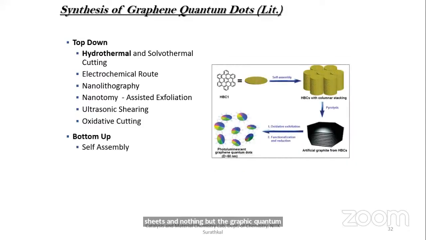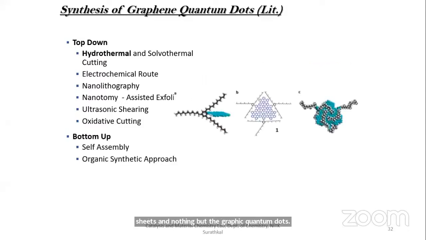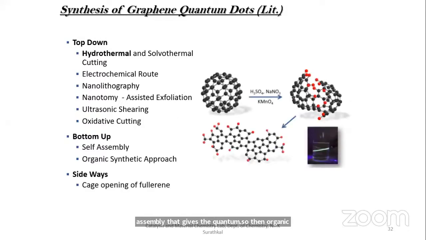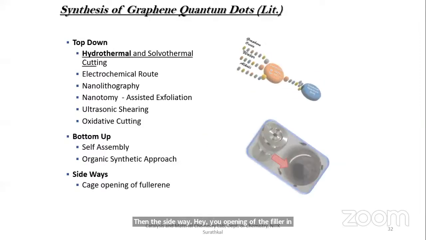Then scale up method, there's a bottom-up method, self-assembly that gives the quantum dots, then organic synthesis approach to get the quantum dots, then cage opening of the fullerene that gives the quantum dots.